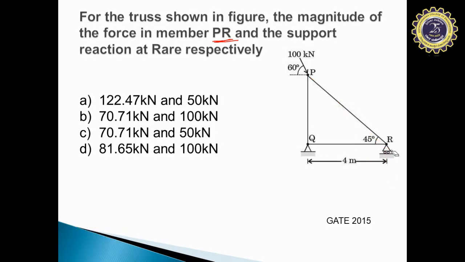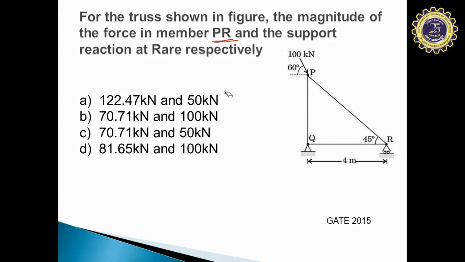It is better for us to make use of method of joints here, because first is they are asking you to find R. So if you need to find R, you have only one force and you have only three members, and hence instead of dividing the entire truss into two parts, you can directly make use of method of joints.